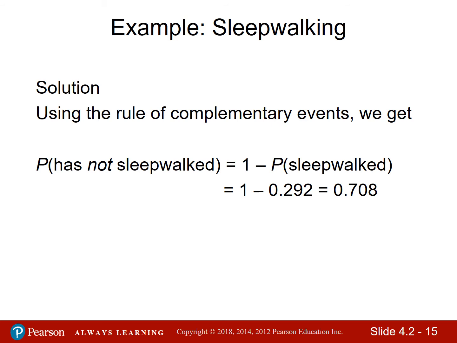Again, the first digit after the decimal point has to be a non-zero digit. So P of not sleepwalk is 1 minus P of sleepwalk. These are complementary events, and again, they are disjoint. So 1 minus 0.292 is this.